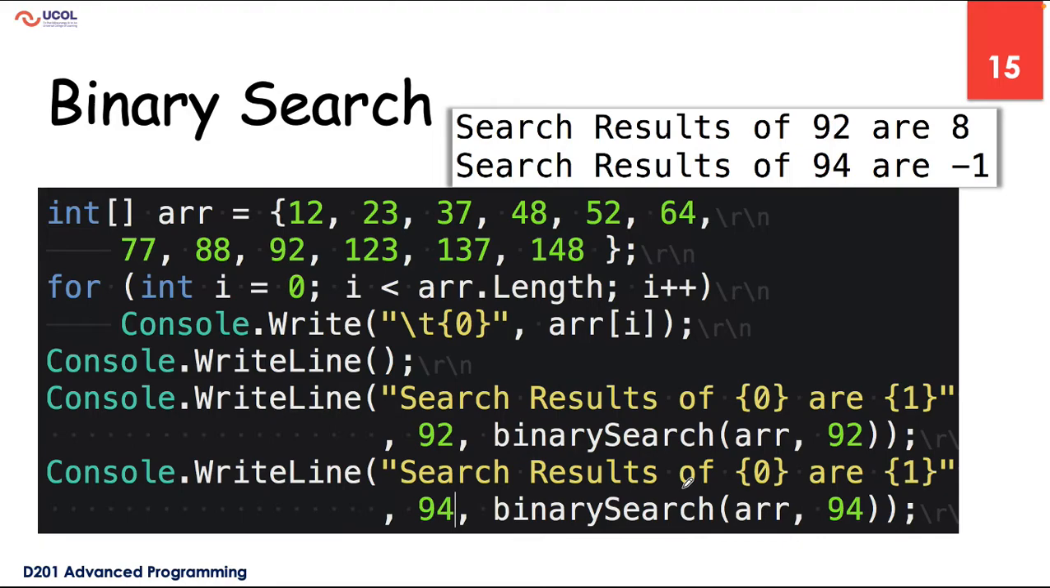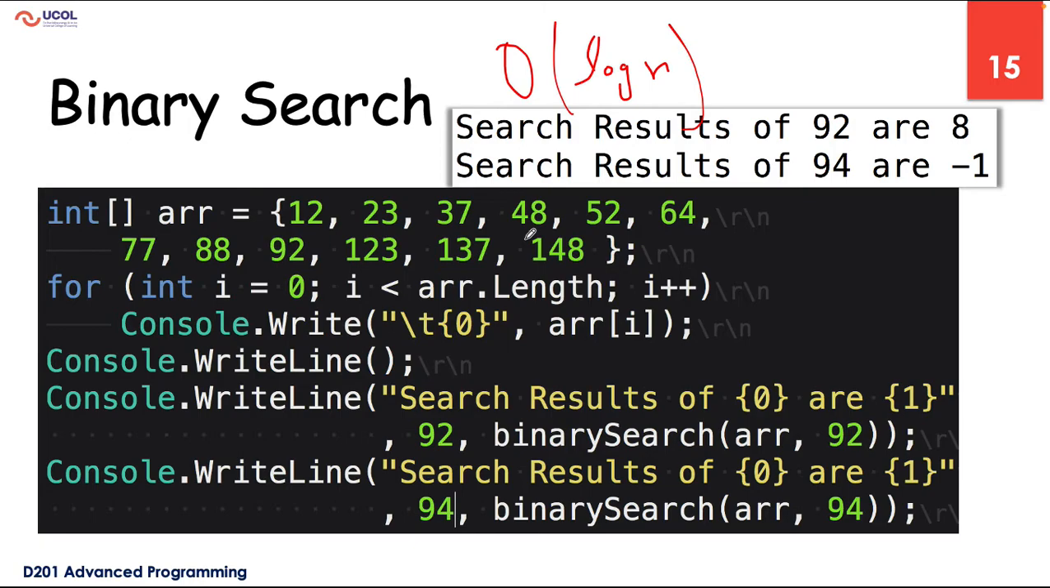If we try to find the value 94, it is not present, so -1 is going to be returned. Now this algorithm's time complexity is log of n. This is O(log n). Why? We will be discussing that in the next lecture.